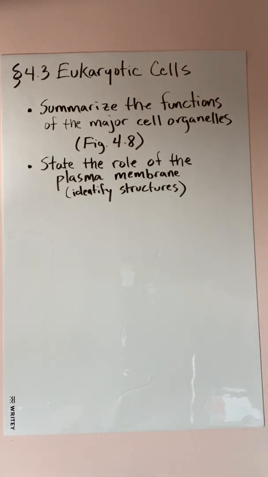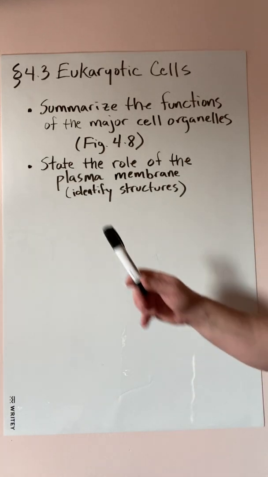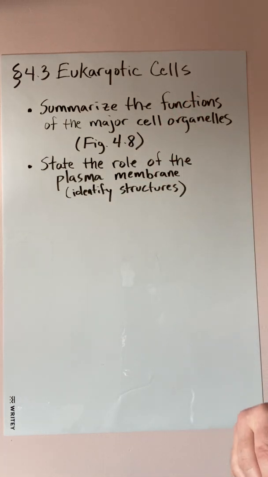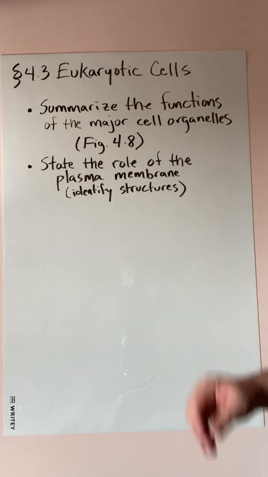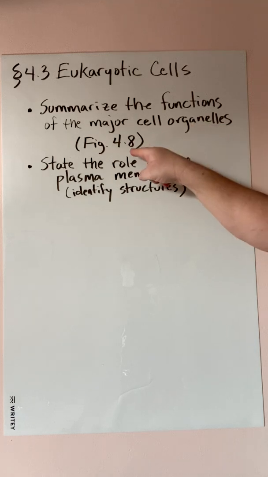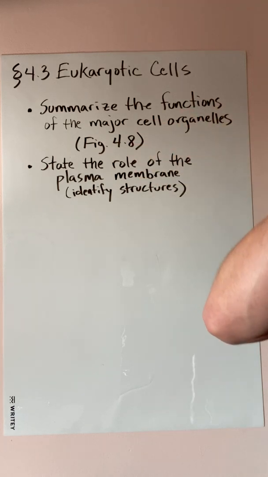Okay, the first major organelle that we're going to go over is going to be called the plasma membrane. So there are two learning objectives here that we're going to be sort of covering at the same time. One of your learning objectives is to summarize the functions of the major cell organelles. And you can see all these in figure 4.8.